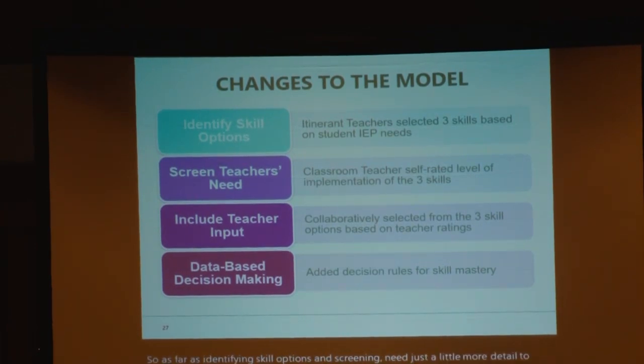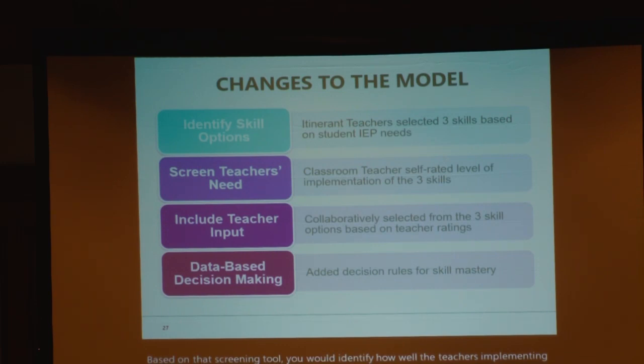So the itinerant teacher selected 3 skills based on the student's IEP needs. The itinerant teacher then gave a screening tool of those 3 skills to the classroom teacher. And so the screening tool included all the steps that the teacher needs to do to implement the skill. So for example, delivering a pre-correction, if that's the skill, there may be 7 steps to doing that. And so the classroom teacher would then have to say, well, I do this, I don't do that, I don't do this all the time, but I do that all the time. And then based on that screening tool, you would identify how well the teacher's implementing that skill all the time.